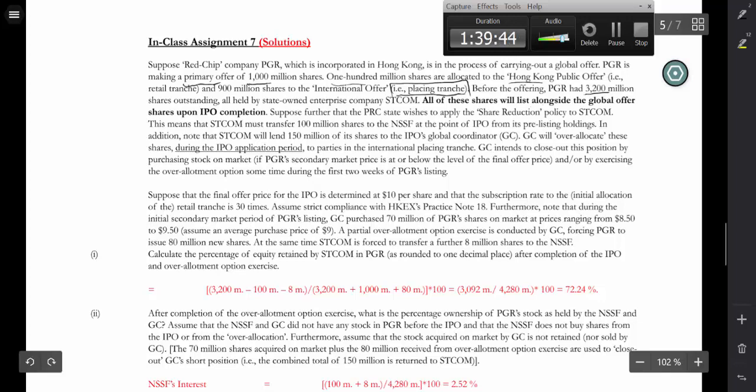And then suppose they want to apply the share reduction policy and transfer some money to the securities fund when the IPO is done, okay? So what's going on here? Now, for part one, they're asking what is the percentage that will be, what is the ownership after the IPO, okay?